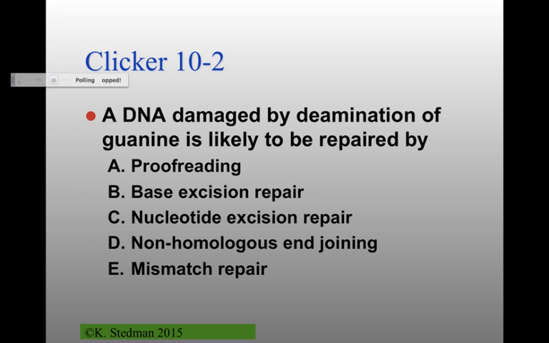Okay, so deamination of guanine. What does that give you? That might be in your notes. I forget if it's hypoxanthine or another unnatural base. But it's got a very similar shape and size to what you had beforehand, right? So is that going to cause a big change in the structure of your DNA? No. What does nucleotide excision repair usually recognize?